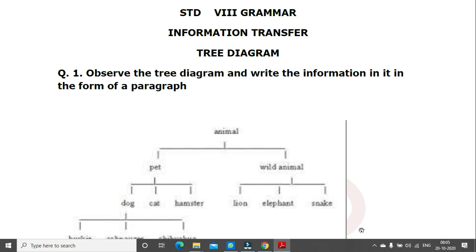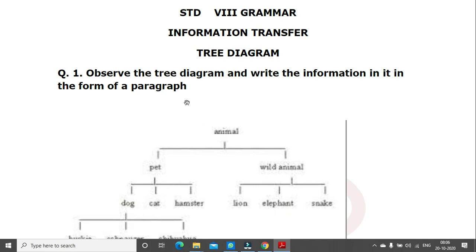Now, good morning, children. We move on to the next type of information transfer, that is the tree diagram. Now, you know a tree, it has a trunk. Yes, it starts with one fat trunk and then it goes ahead and branches out into several parts. Each branch will have its own branch. That's the form of a tree, and that's the form of a diagram which we will be learning now.